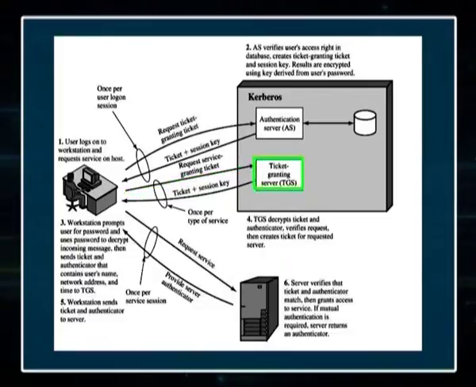The TGS decrypts the ticket and authenticator, verifies the request, then creates a ticket for the requested server. The workstation sends the ticket and authenticator to the server. The server verifies that the ticket and authenticator match, then grants access to the service. If mutual authentication is required, the server returns an authenticator.